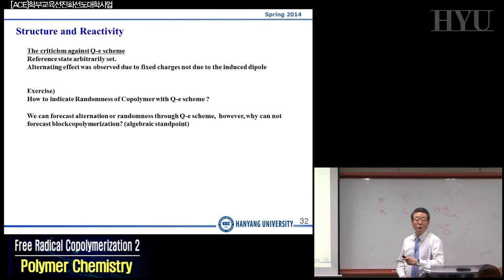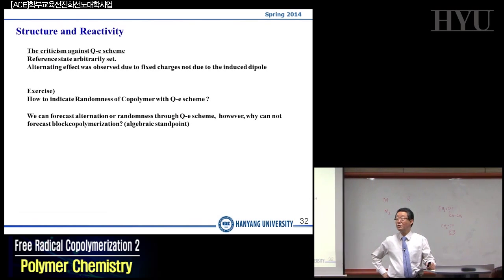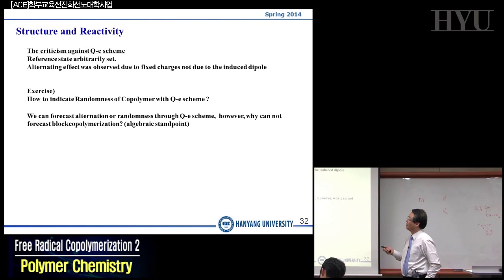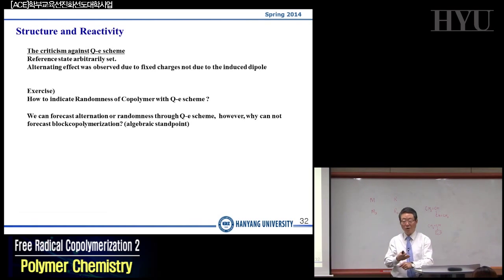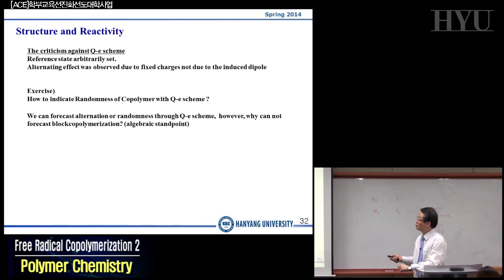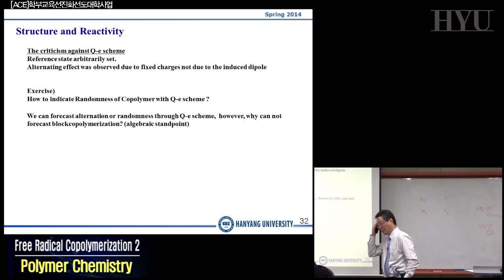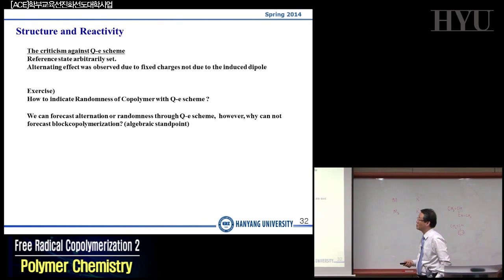So we have talked about the QE scheme, but there is some criticism about this QE scheme because styrene was set arbitrarily, and the alternating tendency was observed because of the polar effect. That's what Alfrey and Price argued. But in fact, there are some charge effects and not due to the induced dipole moments. So there is some criticism about this Alfrey-Price QE scheme. But anyway, this is one way of introducing the QE scheme in polymer chemistry recently.